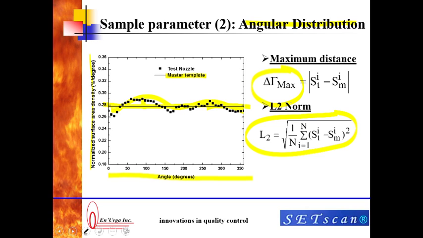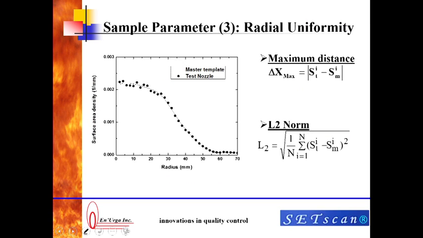Now, you can go to the third parameter. The third parameter is the radial uniformity. Similar to the angular uniformity, you have a master template that is shown by the line here, and this is a test nozzle, which obviously will differ slightly from the master template. Here again, we have the surface area density plotted as a function of radius. Here too, you can define a maximum distance from the master template as delta x max, that is shown here. You can also define another parameter which shows you how far away you are from the ideal line. This is called the L2 norm.